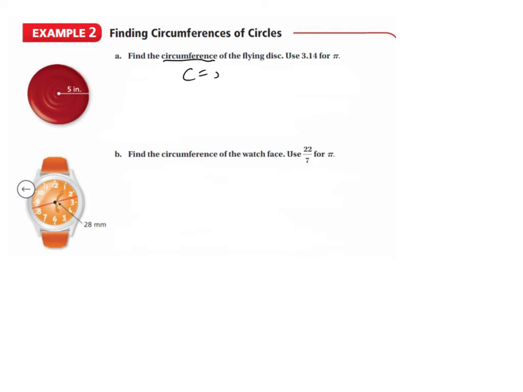Circumference is equal to pi times diameter. Now, they've given me, right here, the radius, so I need to double it. So my diameter is 10. Okay, so hopefully you figured that out by now. If not, go back to it.